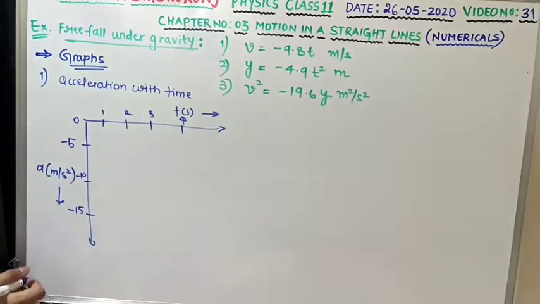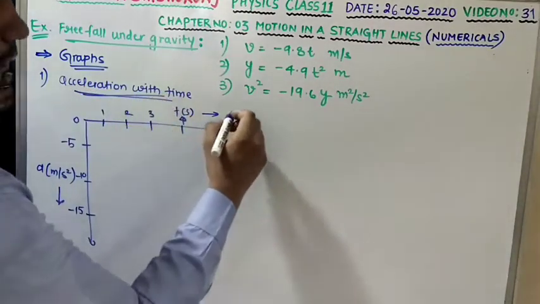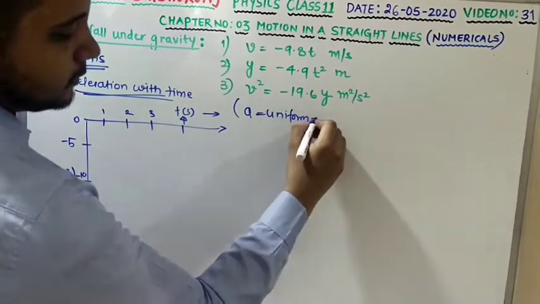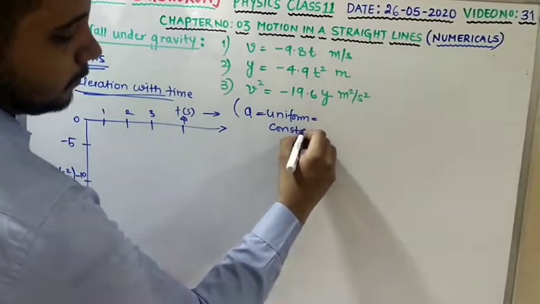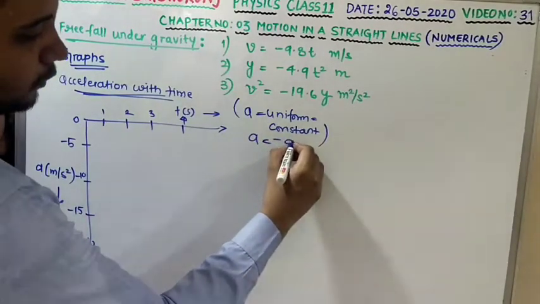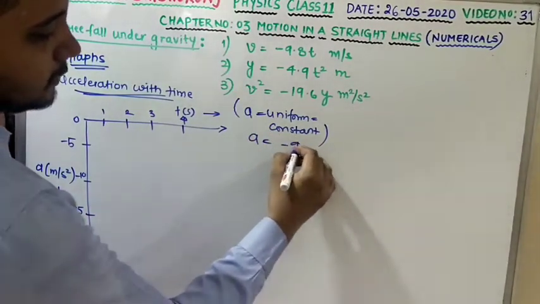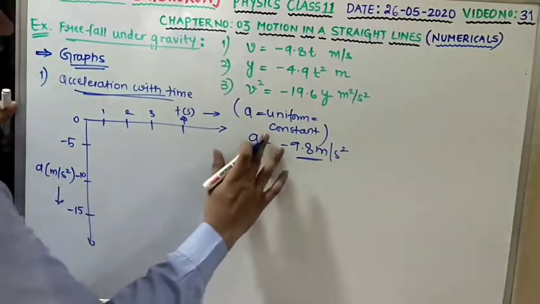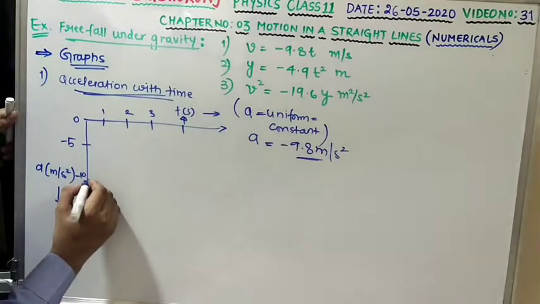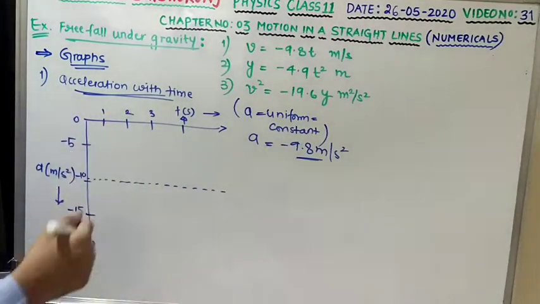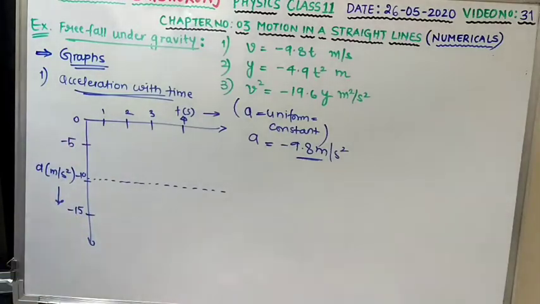Now we know that acceleration with time, acceleration is uniform. Acceleration is nothing but what, uniform. Uniform is nothing but what, constant. Yes or no? So constant means how much? Value of a in free fall, we know that it is how much? Minus 9.8 meter per second square, we have considered already. Yes or no? So minus 9.8 is almost over here. So it will be a straight line, it is not going to change with time. This is my first graph.